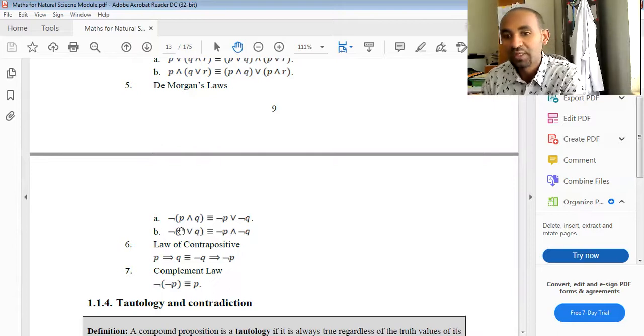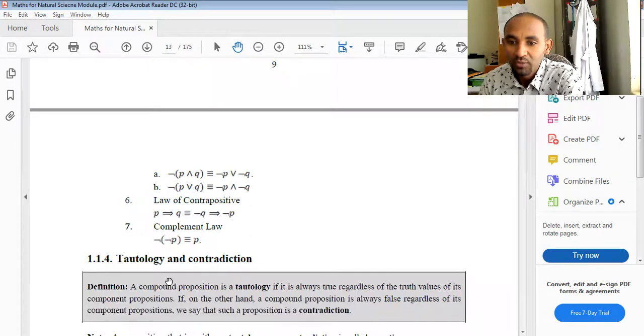So when you do the negation, you apply the negation on both propositions, but the conjunction will be converted into the disjunction and vice versa. And the law of contrapositive, P implies Q is equivalent to not Q implies not P. So, okay, so the complement law, twice negation gives the original proposition.